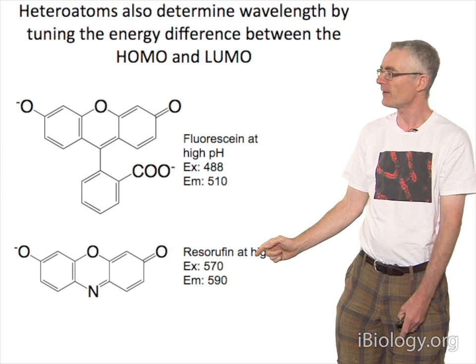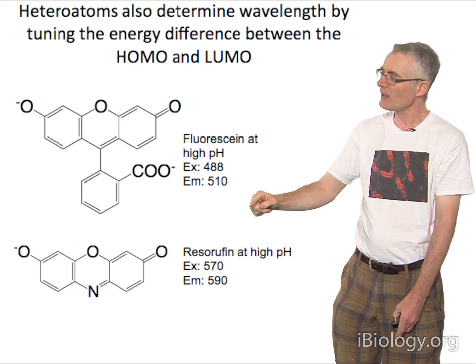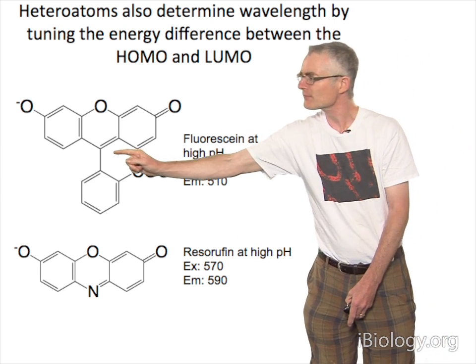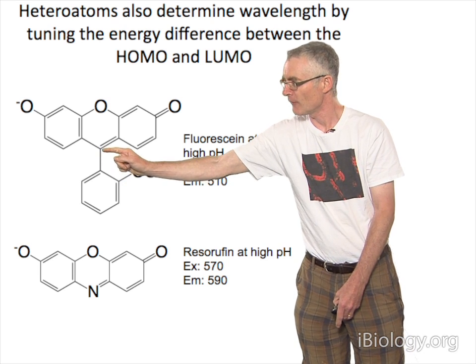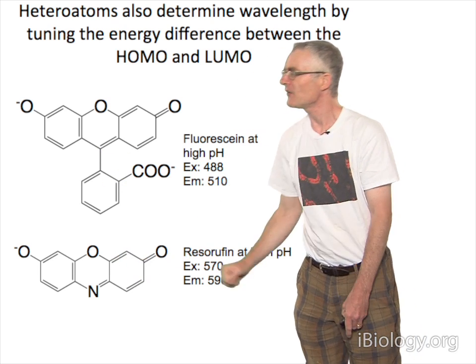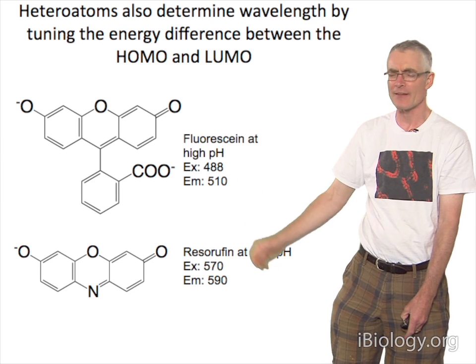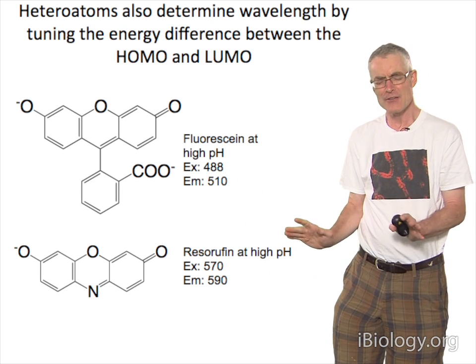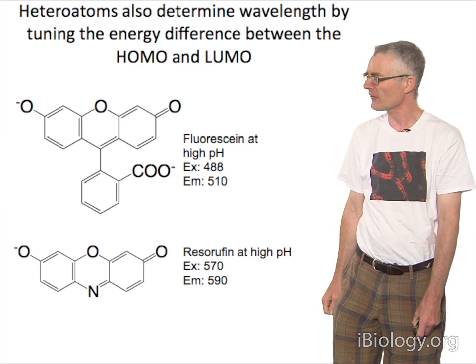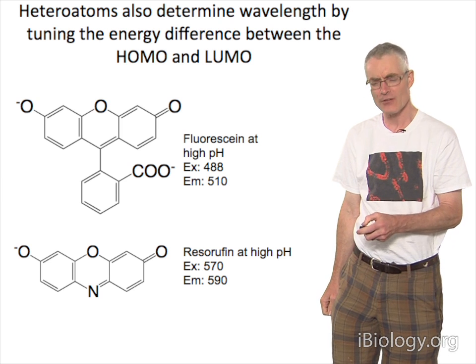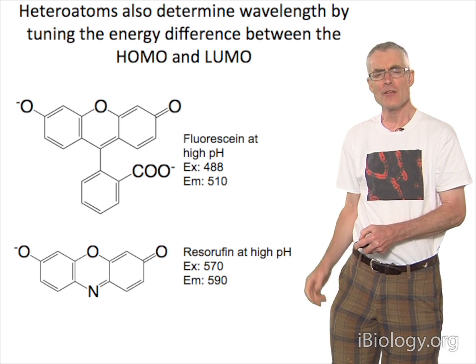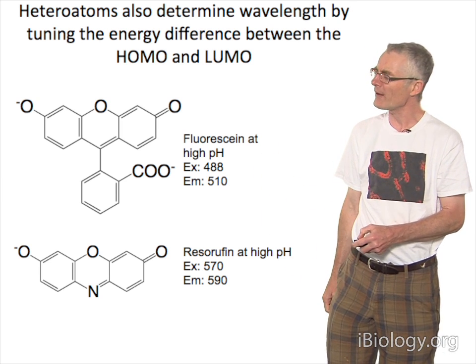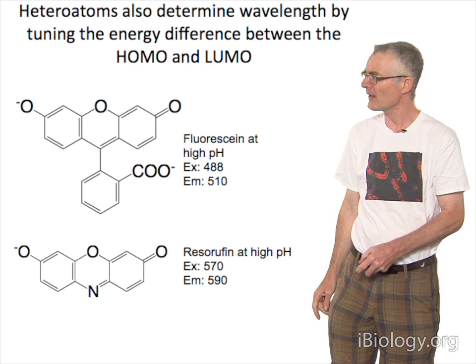I'm not sure if razorufin is more correct, but you can see in place of the carbon here in fluorescein, there's a nitrogen, and it turns out that shifts the wavelength considerably into the red. And I don't understand the quantum mechanics that goes on, but that's often the case with heteroatoms. So you've seen here two ways you can tune the wavelength, by changing the size and the atoms.